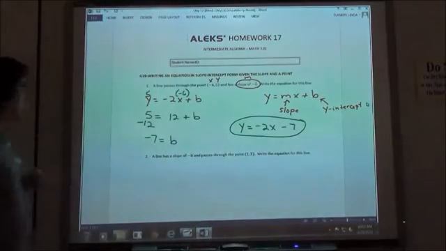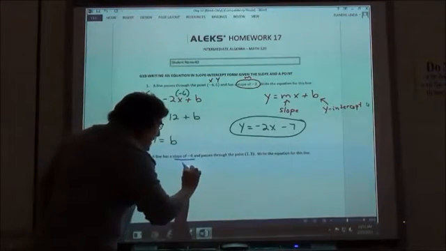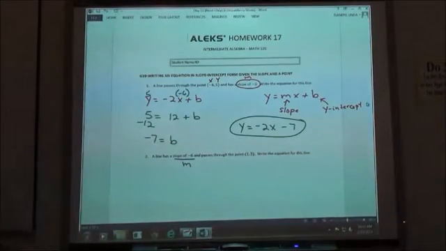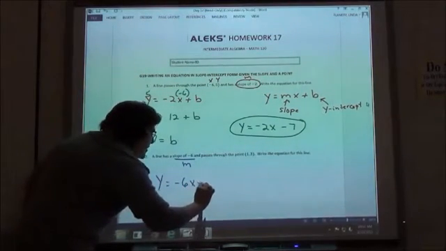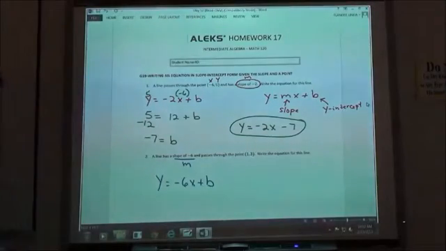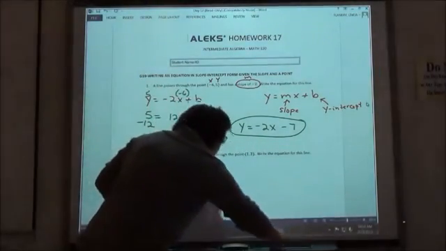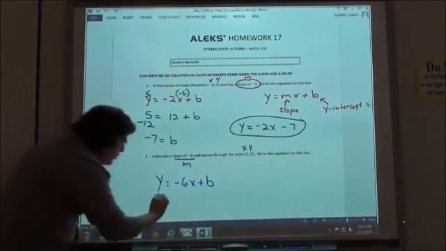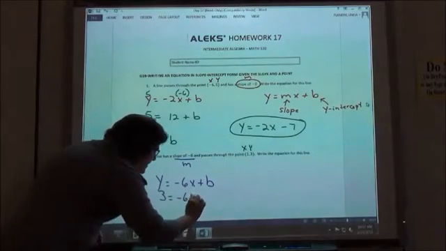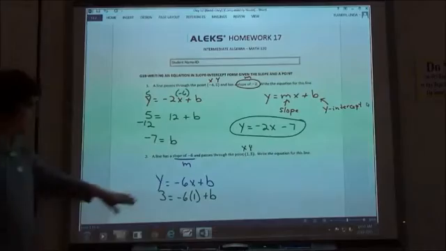So a line has a slope of -6 and passes through the point (1, 3). Write the equation for the line. Again, I know my slope is -6, so I know right away I can put that in for m. Y equals -6x plus some number b, which is my y-intercept. So again, we know that it goes through the point (1, 3). X is 1 and y is 3. So 3 is going to equal -6 times 1 plus some number b. And then I have to solve that.